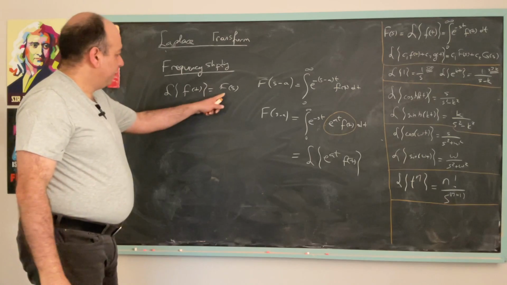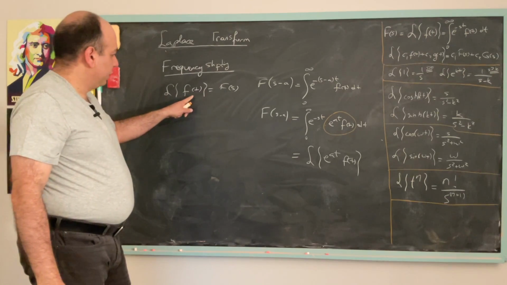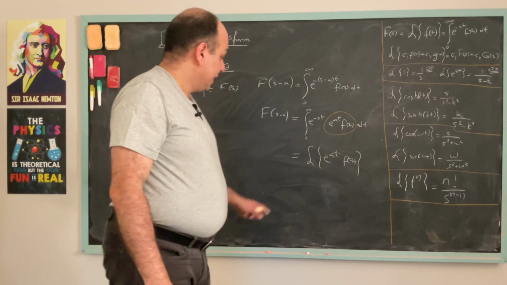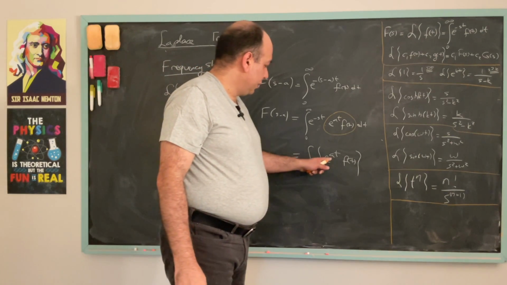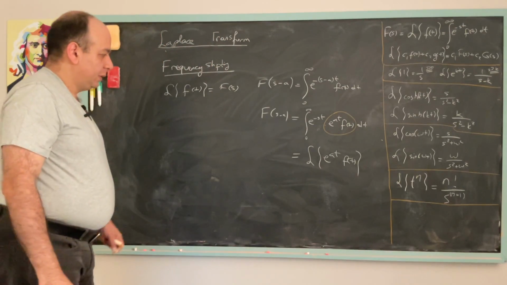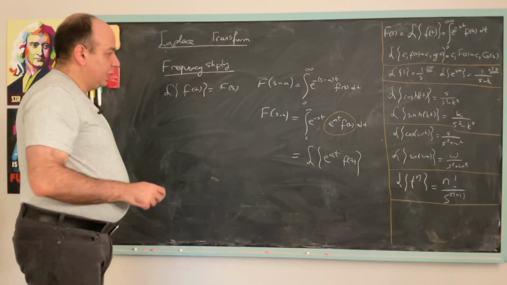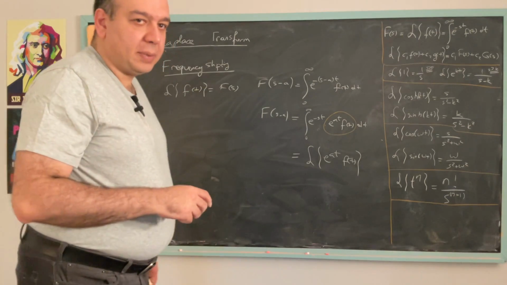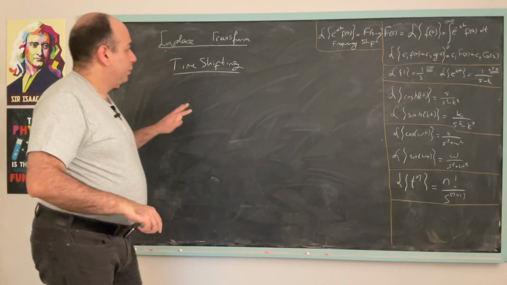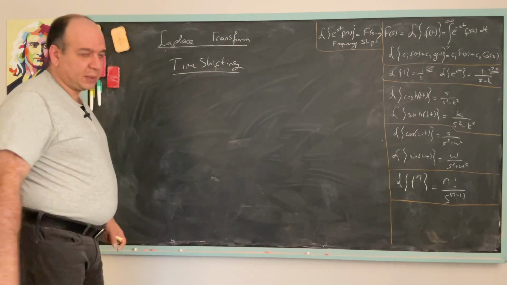So if F of s is the Laplace transform of f of t, then F of s minus a is going to be the Laplace transform of e to the at times f of t. And this is called frequency shifting. Okay? And next, we are going to talk about time shifting. So we are done with the frequency shifting property, and now we are going to do time shifting.